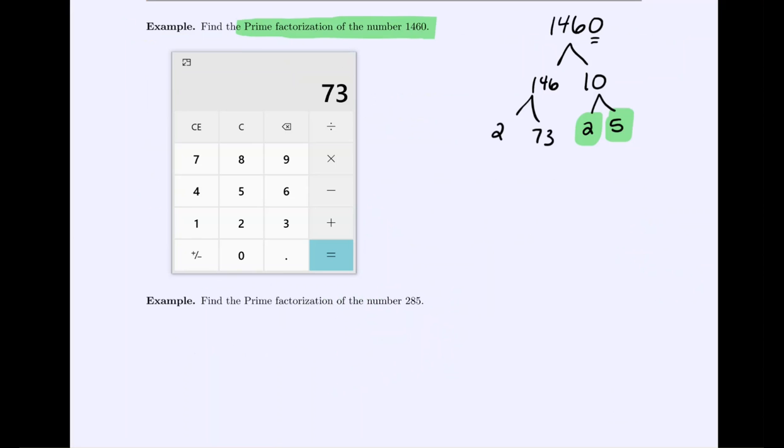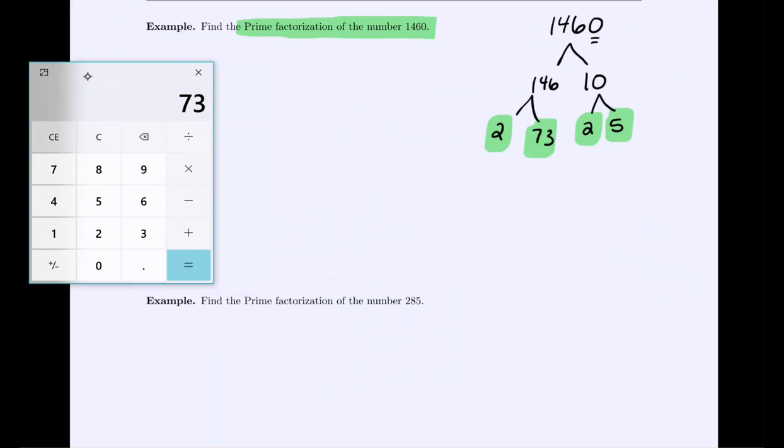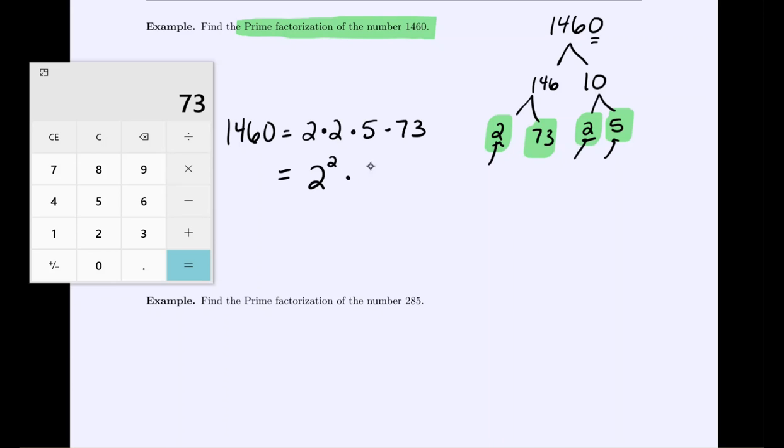So we've gotten to only prime numbers in the bottom of our list, which means the prime factorization of 1460 is, and you just write down how many times it appears. 2 appears twice. We have a 5, we have a 73, and we want to be able to recognize this if it was written as exponents. Repeated multiplication is an exponent, so 2 squared times 5 times 73. And that would be the prime factorization.